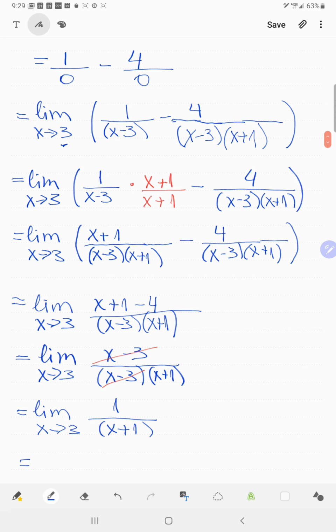And now, because we are substituting, we don't need to write the limit part anymore. We can just plug in the value. So we have 1 over, we substitute 3 for x, 3 plus 1, which is 1/4 or 0.25. And this was the first question from the worksheet.